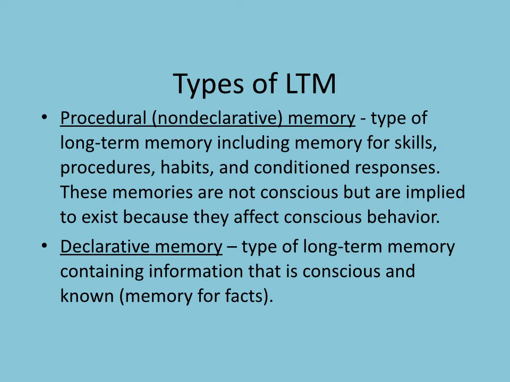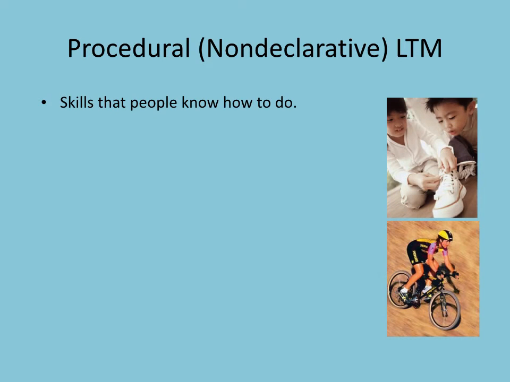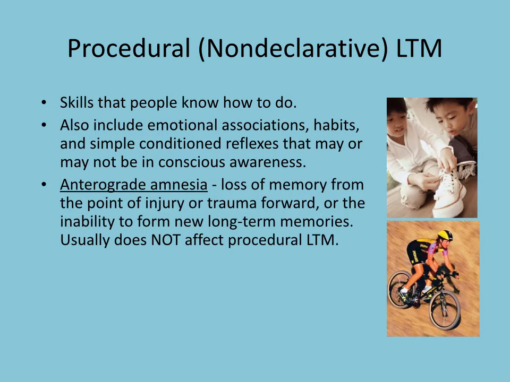Now, declarative memories are a type of long-term memory containing information that is conscious and known. So, memory of facts, knowing that your brain has 4 lobes. You learn that. You have gone out of your way to know that, all of those types of things. Now, your procedural or non-declarative long-term memories are skills you know how to do. This includes emotional association, habits, and simple conditioned reflexes.